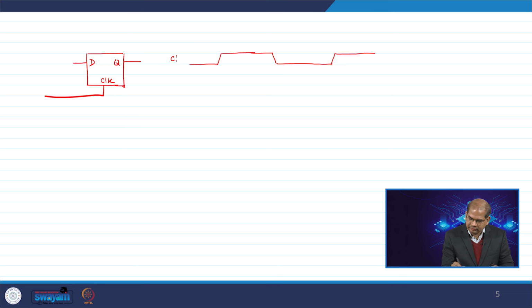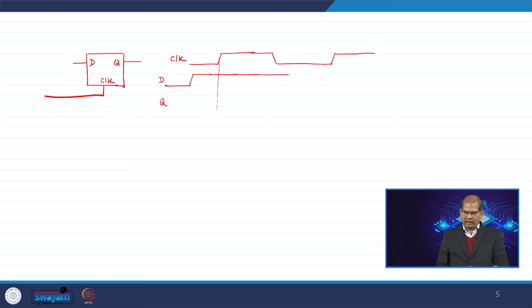This is your clock. Now, you have a D. This is the timing diagram for the latch, okay. So, this is the D, then your Q will appear after some time. The Q will appear after some time. So, there are two delays there.